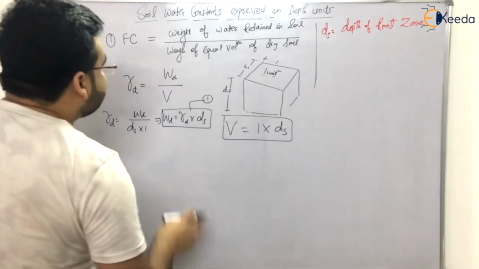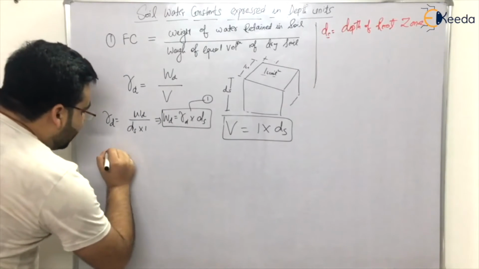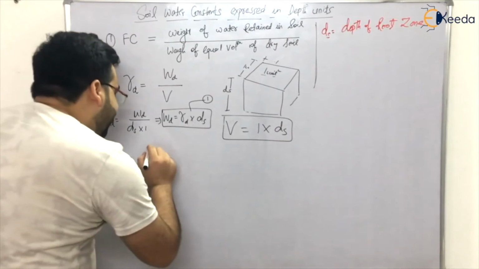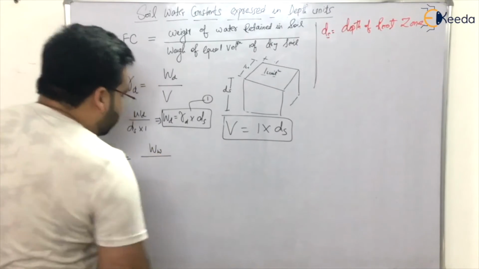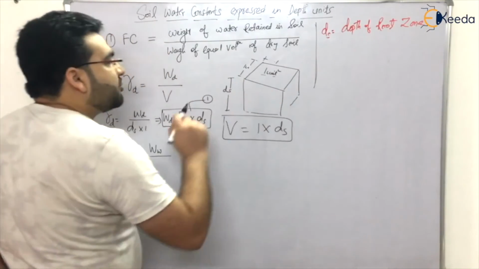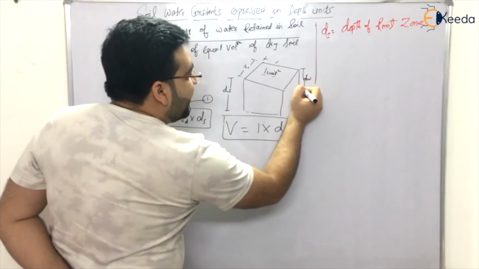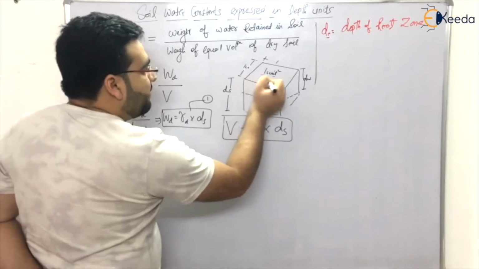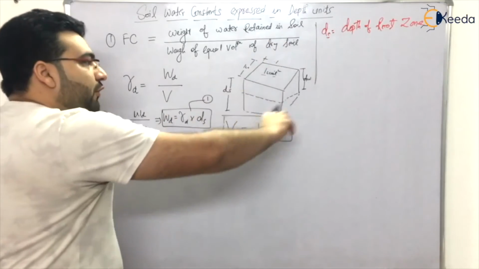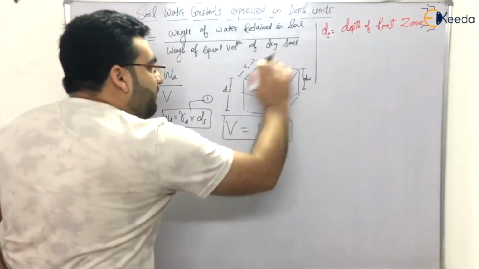Now let us come to equation number 2. I also know that gamma W, the weight density of water, is given by the weight of water divided by the volume of water. Let us say that in the particular soil sample, the depth of water is dW, that is, up to dW depth this soil sample has water. So for the same volume of soil sample, the volume of water is dW.